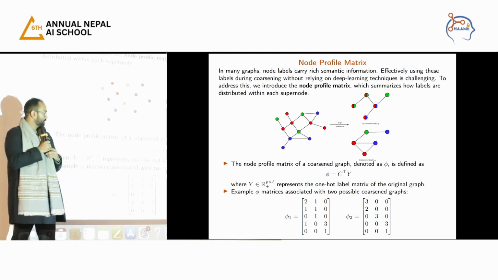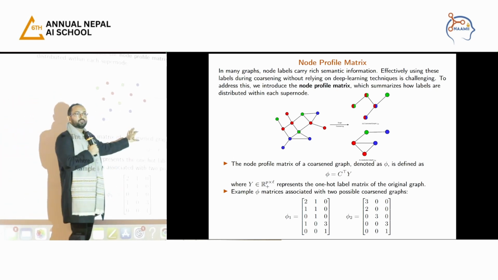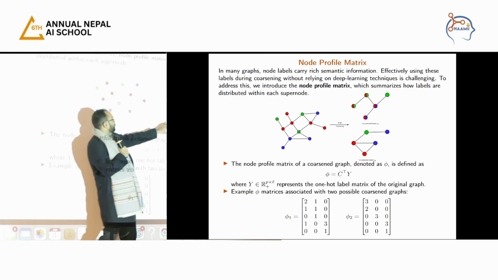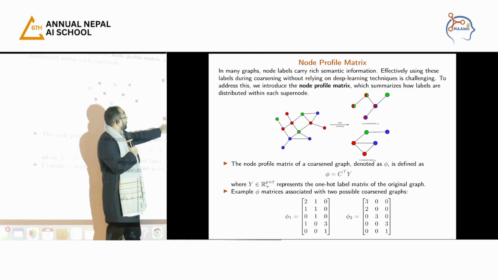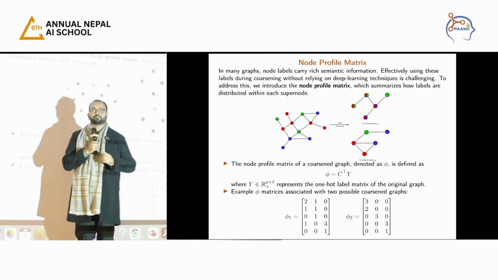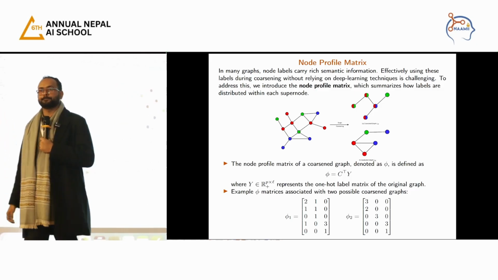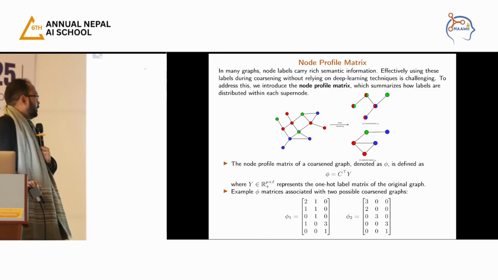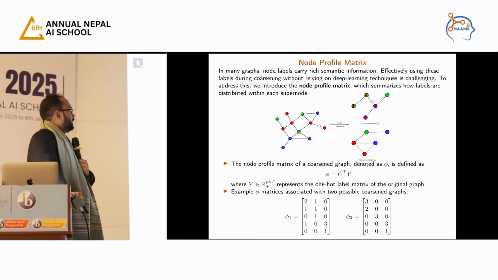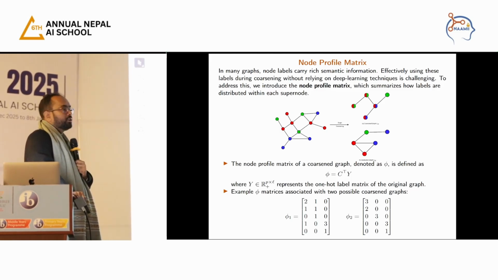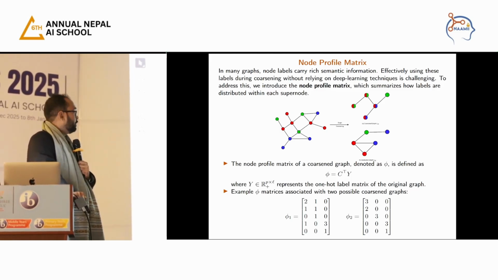Now just tell me, if you want to do graph coarsening with label information, would you like this kind of a quotient graph or this kind of a quotient graph? The bottom one? So how will you define mathematically that you need the bottom kind of thing, not the top one? Just look at the phi matrix.